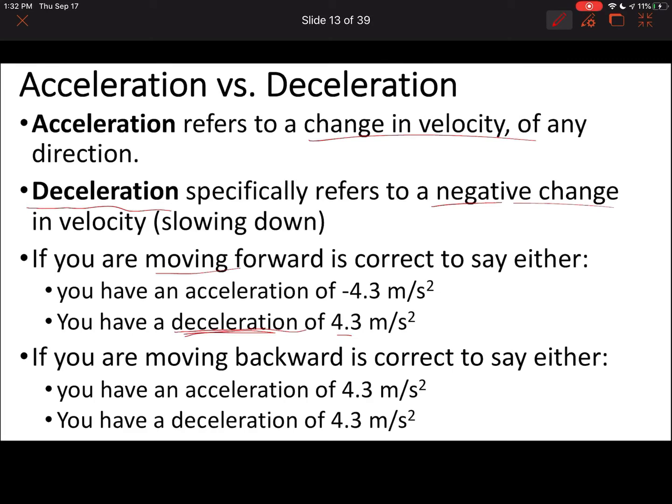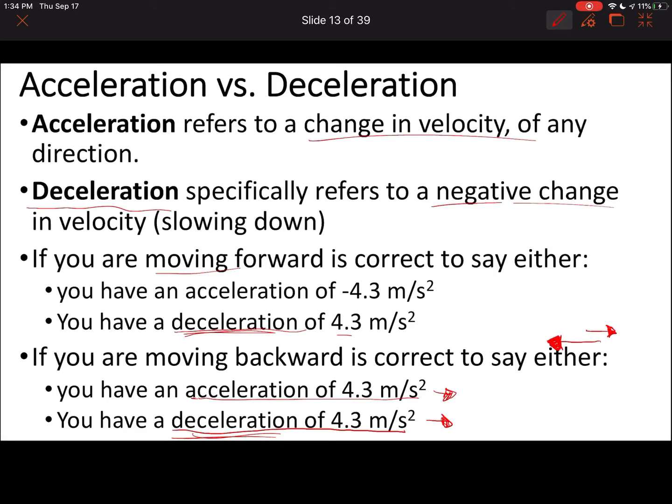This kind of gets tricky because if we think about the reverse, now we're moving backwards. And what kind of an acceleration would make us slow down? Well, a positive acceleration would make us slow down. We would need an acceleration to the right to make us slow down. So having an acceleration of 4.3 would make us slow down, and we would understand that. But also having a deceleration of 4.3 is also correct. Both of these being positive also means that we would slow down, because deceleration always means the acceleration is in whatever direction it needs to be to make a slowdown happen.